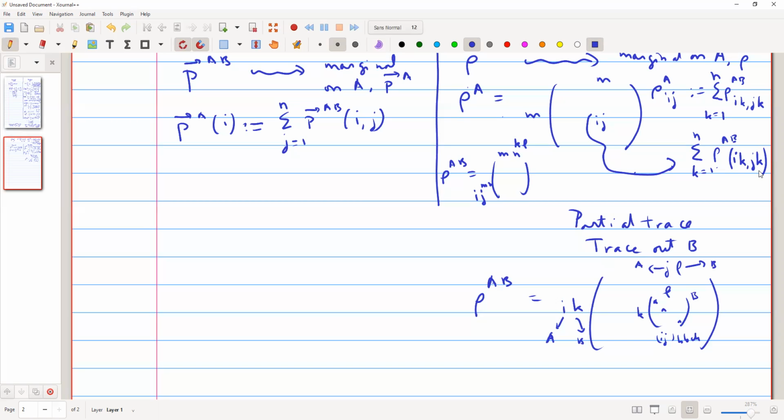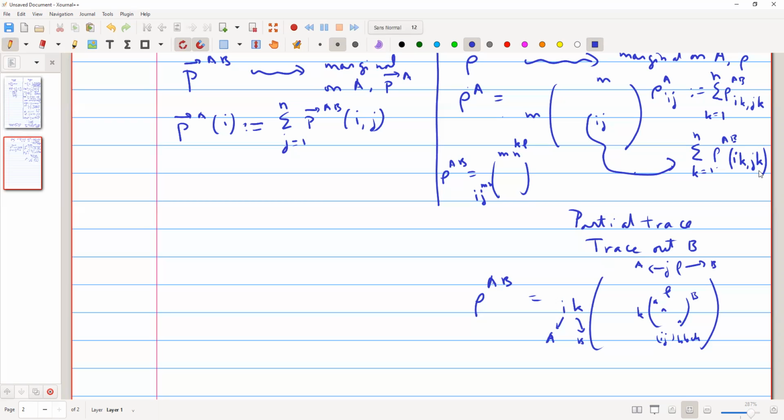So the result of taking the partial trace, what will it do? It will collapse the block that was acting on the system B into a complex number. So essentially what I get is an M by M matrix indexed by ij. So is the definition now clear? Right? Yeah.